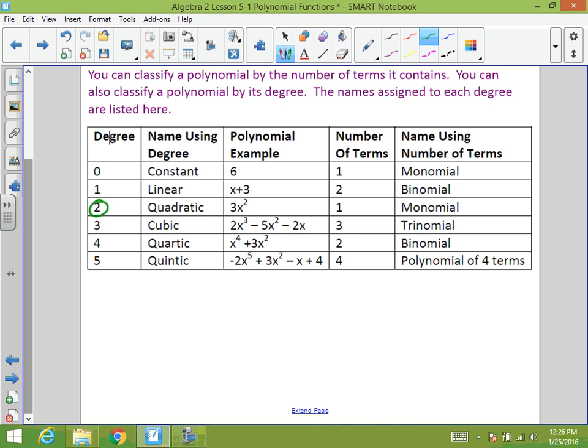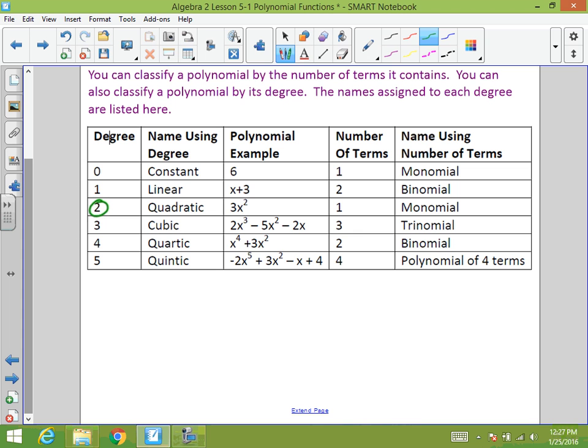If it's to the third power, it's cubic. 2x to the third minus 5x squared minus 2x. That has three terms, so it's a cubic trinomial. If it's to the fourth power, it's quartic. x to the fourth plus 3x squared. Number of terms there is 2, so it's a binomial. If it's to the fifth power, it's quintic. Negative 2x to the fifth plus 3x squared minus x plus 4. That happens to have 4 terms, so we just call it a polynomial of 4 terms.